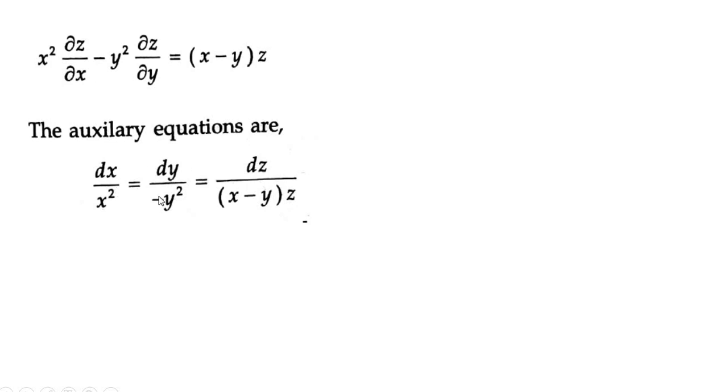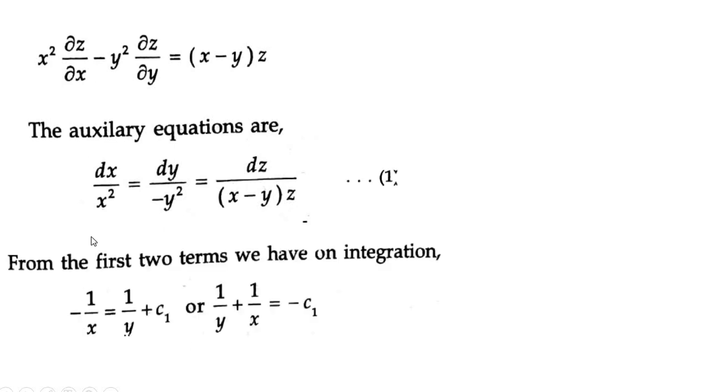Now I can compare the first and the second term easily, because along with dx you have x square, along with dy you have y square. So taking the first and the second term, what do you get? Integration of 1 by x square is minus 1 by x, and integration of minus 1 by y square is 1 by y plus a constant c1. Bring minus 1 by x to the LHS and take c1 to the RHS. So you get 1 by y plus 1 by x is equal to minus c1. Okay, so minus c1 you can also denote as k1.